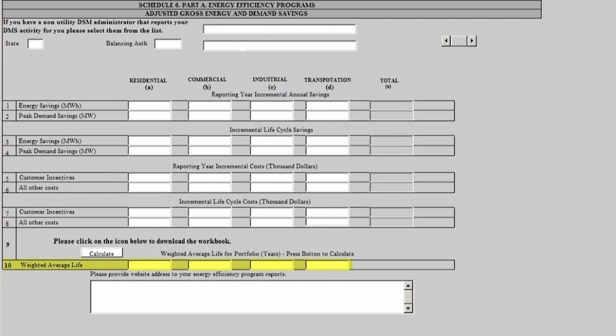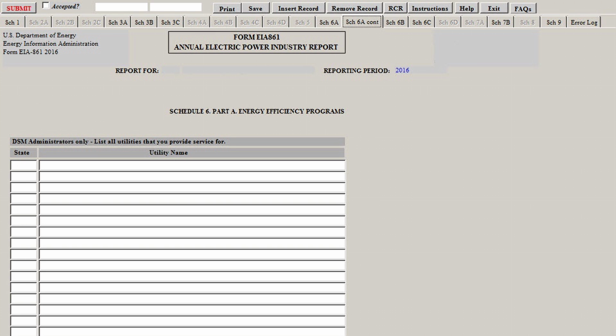The weighted average life is the expected or anticipated number of years that the energy efficiency measures should produce energy savings and may be calculated using the spreadsheet linked in the form. Schedule 6A continued is for DSM administrators only. Provide the name or names of the utilities which you report energy efficiency for.